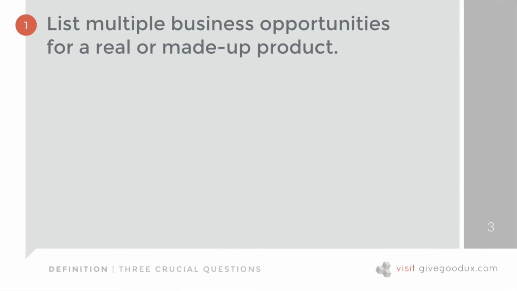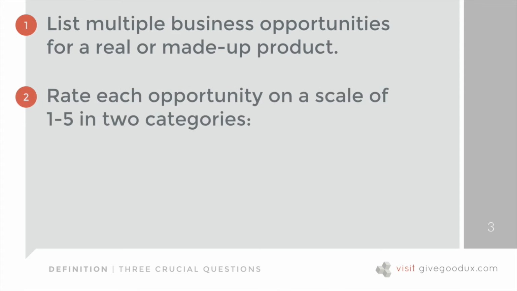Step 1, list multiple business opportunities for a real or a made-up project. Again, if you've got a current project you're working on, substitute that here. If not, make up a scenario. Number 2, you're going to rate each one of those opportunities on a scale of 1 to 5 in 2 categories. And I'm going to show you examples of this, so don't worry.